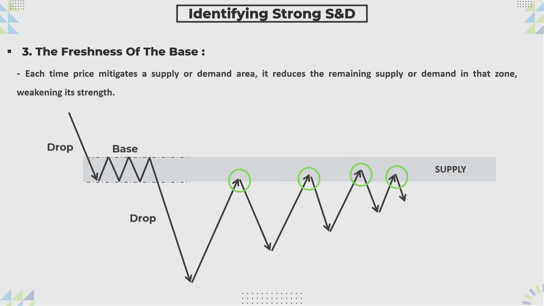The third factor to consider is the freshness of the base area. Each time price mitigates a supply or demand area, it reduces the remaining supply or demand in that zone, weakening its strength. In this episode, we've covered the essential concepts of supply and demand areas, from basic to advanced, including the psychology behind these zones and how to correctly identify them in the market. In the next part of this video, we'll show you how to identify institutional supply and demand areas and use them to refine a profitable trading strategy and execute winning trades.